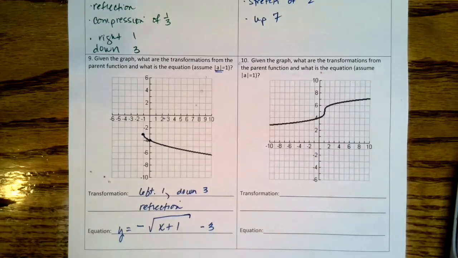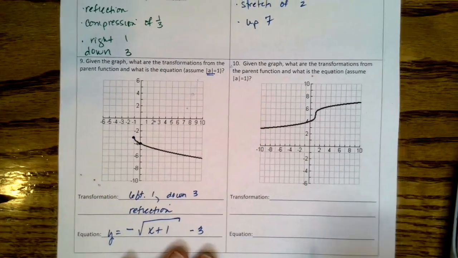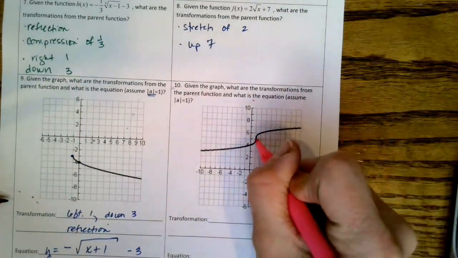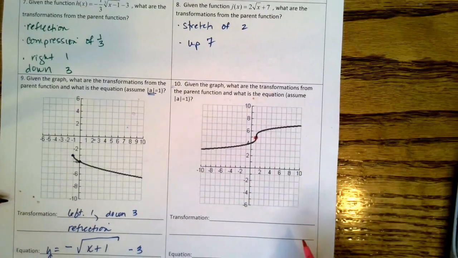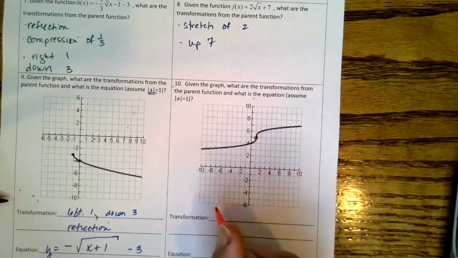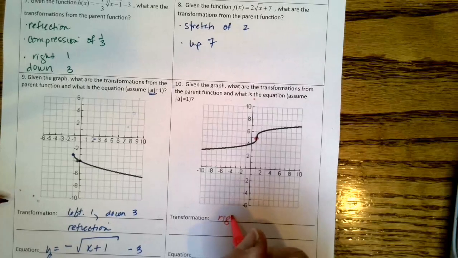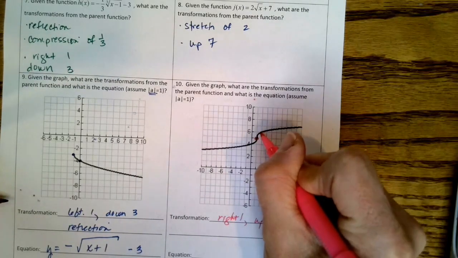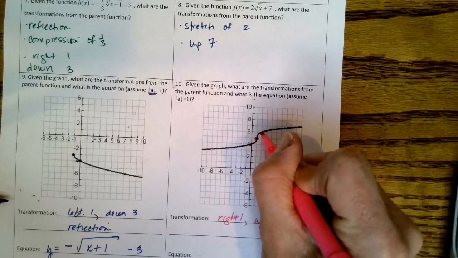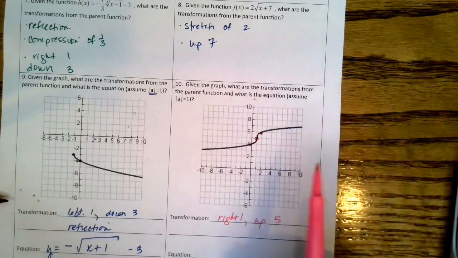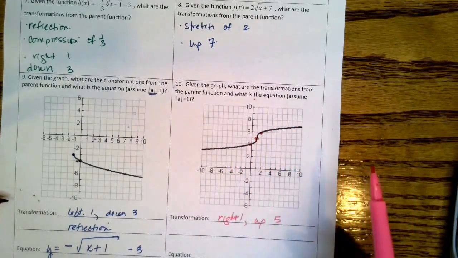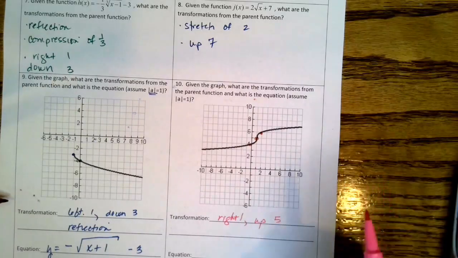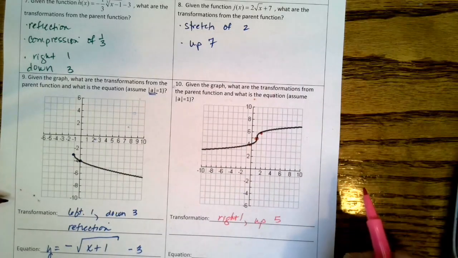All right, so let's look at number 10. My center point looks right here. So if I look at my transformation, I went to the right 1. It looks like I went up 5. And it doesn't look like I had any kind of transformations. It's not a reflection, and this isn't stretched or compressed. So I'm just going to say right 1 and up 5.